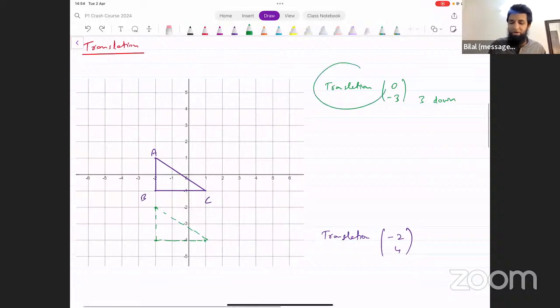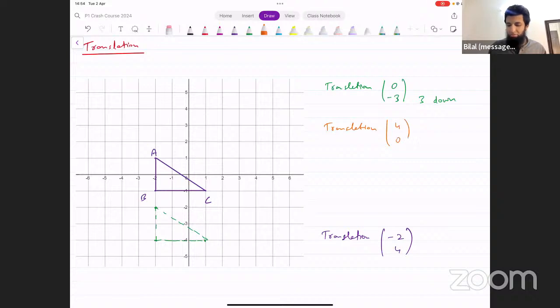So this is a vertical translation. You could have another translation that maybe looks like this. Let's say you have a translation 4, 0. What does that mean?